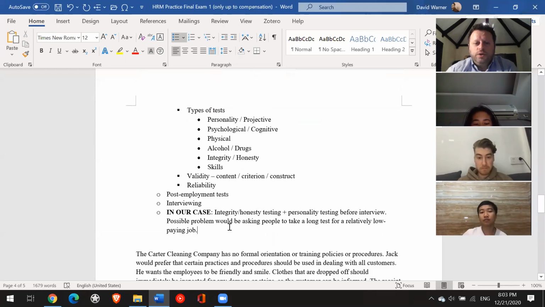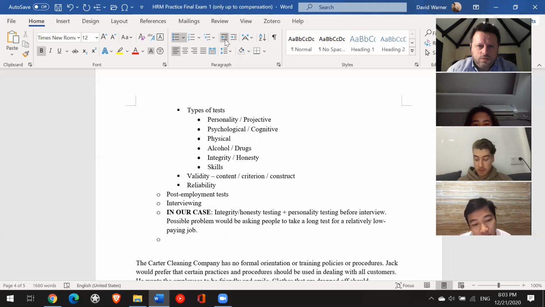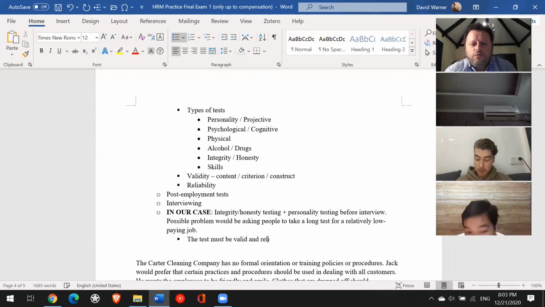But also I would say this test must be valid and reliable, and you have to explain what that means. You can't just say, Jack, go get a valid, reliable test. Jack doesn't know how to do that. Jack doesn't know what you're talking about.